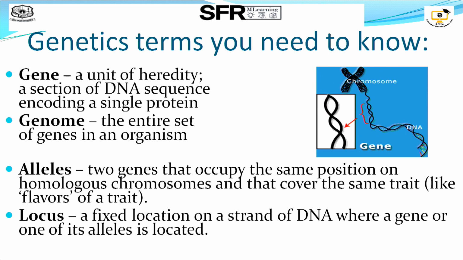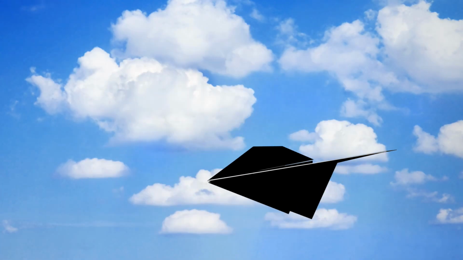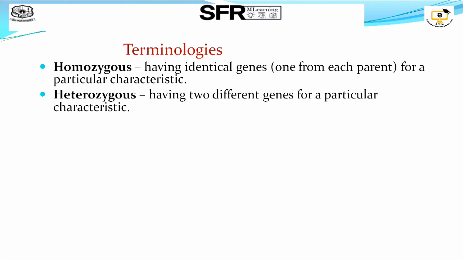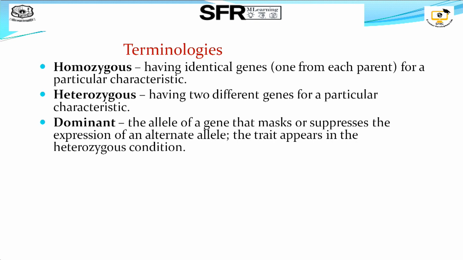Then locus, what do you mean by locus? A fixed location on a strand of DNA where a gene or one of its alleles is located. As I told you, it is the A, B, C we can say, the portion of the segment of DNA which is responsible for a character. Homozygous means having identical genes, one from each parent, for a particular characteristic. Having two different genes for a particular characteristic is heterozygous. What do you mean by homozygous and heterozygous?